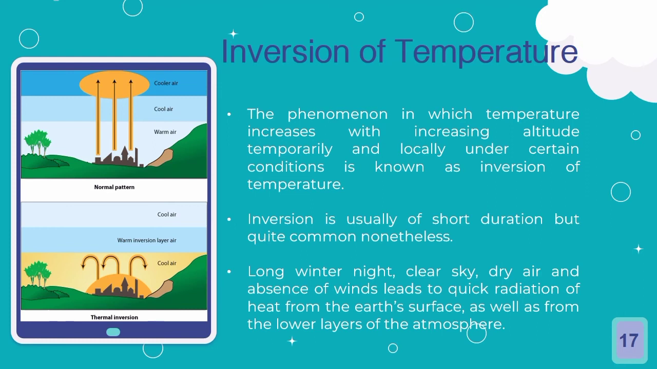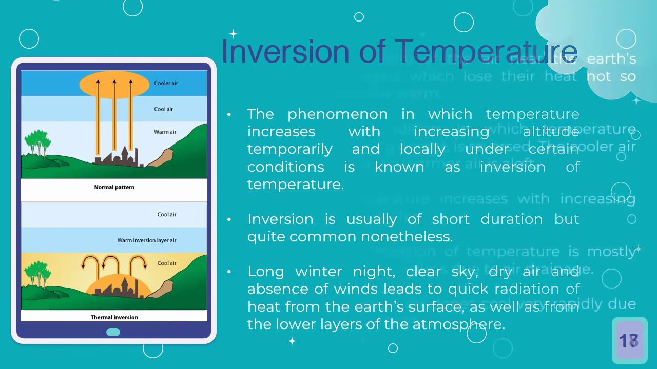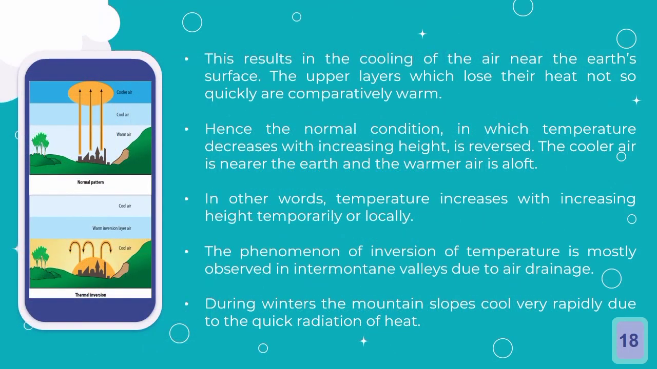During this kind of inversion, the cold air is trapped beneath the warm air, creating a pocket of stagnated or stagnant air close to the Earth's surface. That is what is shown in the picture, where the arrow just goes back, which is trapped inside. This results in the cooling of air near the Earth's surface.